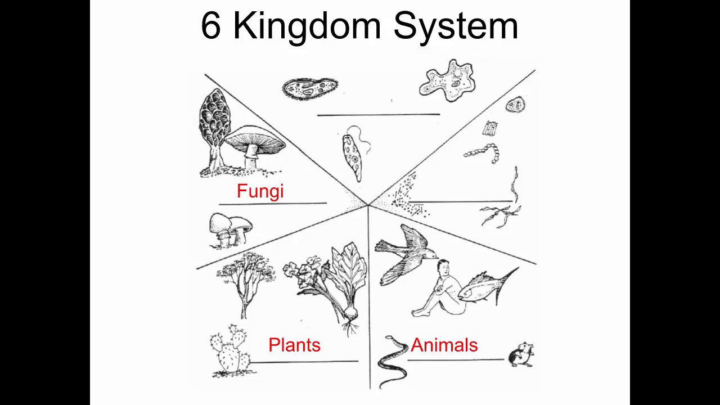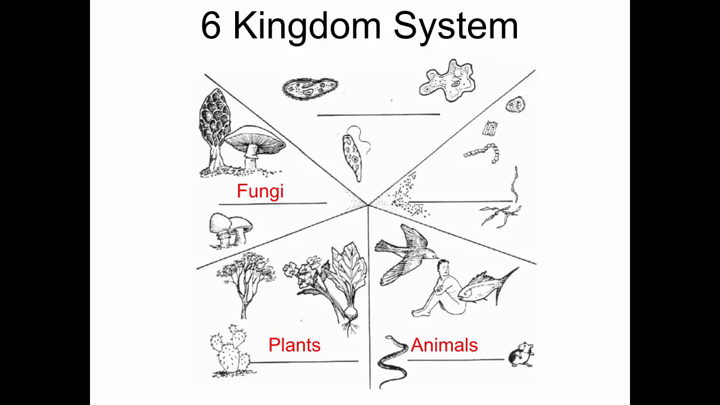Then we get down to some of these kingdoms, which you're probably not as familiar with. All of them are basically single-celled organisms. What would this one be? Gavin? Bacteria. Not quite. These are bacteria over here. These are a little bit larger, more complex.